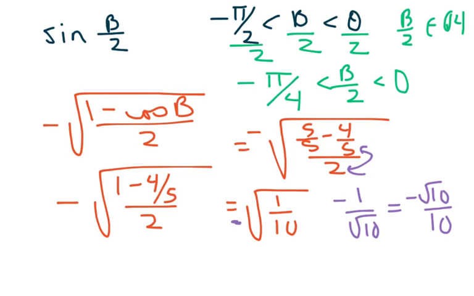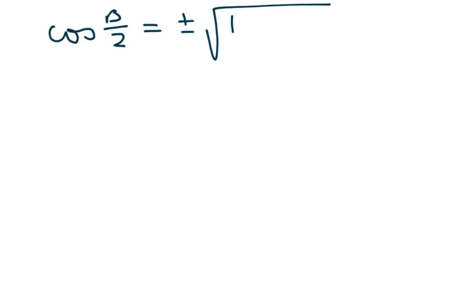Okay, now we're going to do cosine of beta over 2, which our formula is plus or minus square root of 1 plus cosine of beta. Is it beta or alpha we're supposed to do? This is supposed to be alpha, so let me erase this. Alpha, alpha, so that's alpha, alpha over 2.